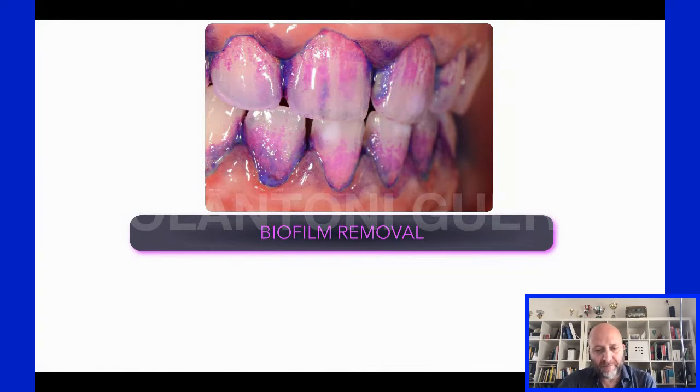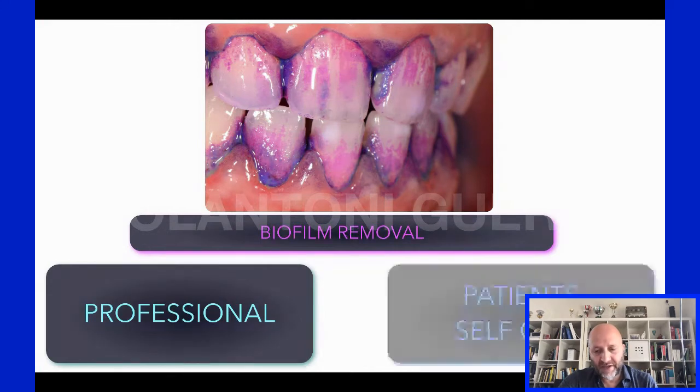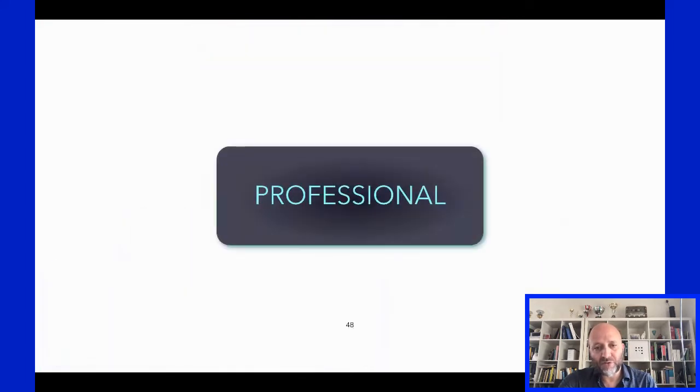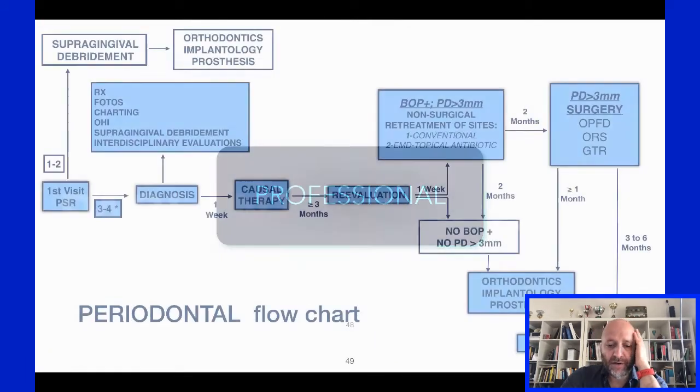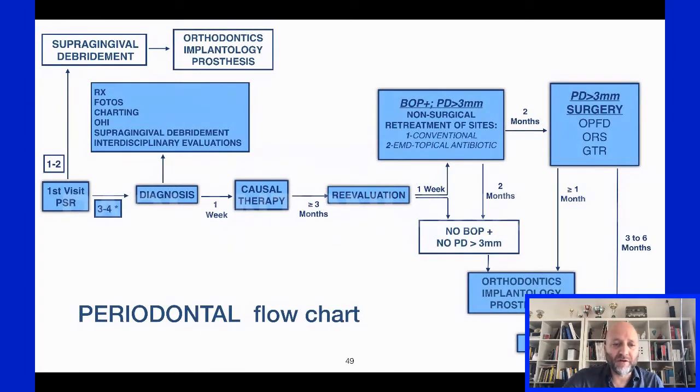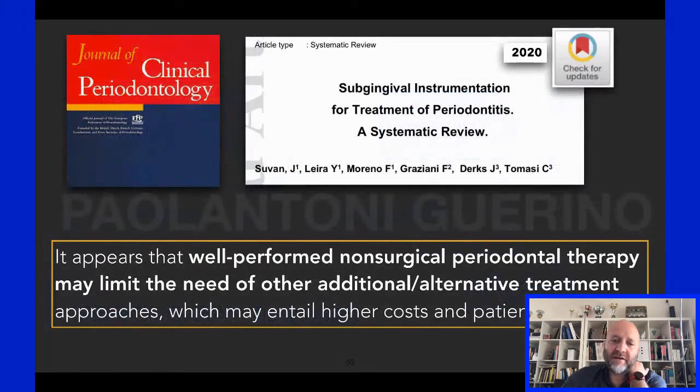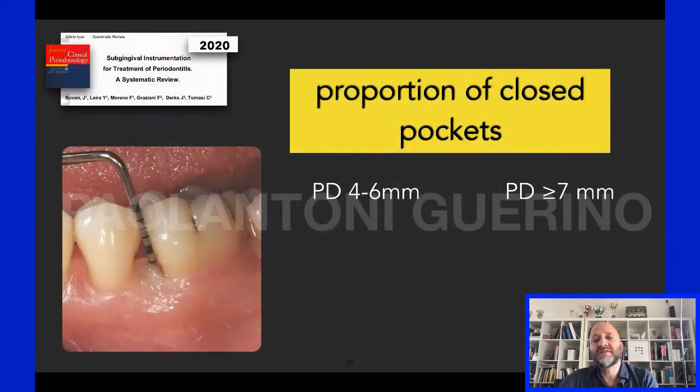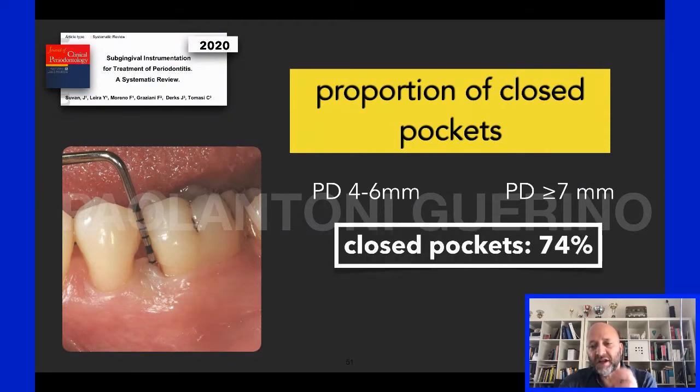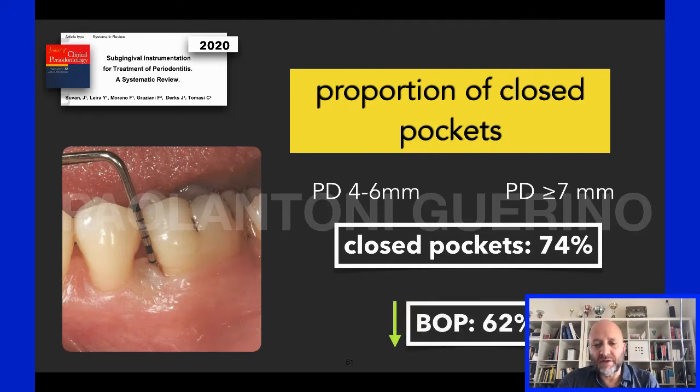this strategy is performed by a clinician or dental hygienist and by the patient. About the professional plaque removal, it's important to follow a very precise sequence of therapy. This is a periodontal flow chart where probably the most important moment is represented by the causal therapy, or non-surgical periodontal therapy. We know that this kind of procedure, if well performed, may limit the need of other additional alternative treatment. And we know that with this kind of procedure, we can obtain a lot of closed pockets, near to 74%, and we can reduce the BOP.